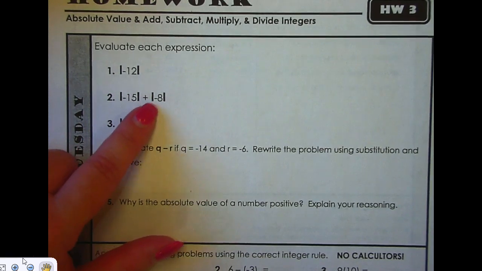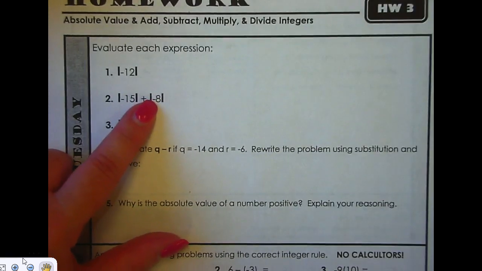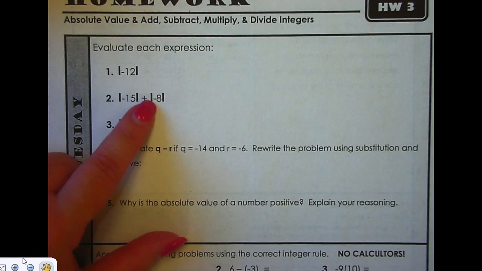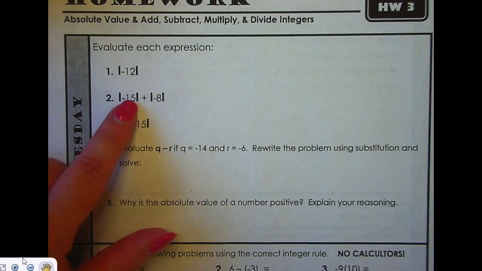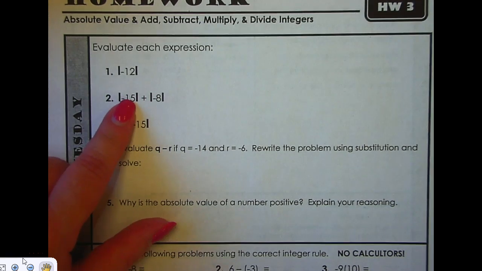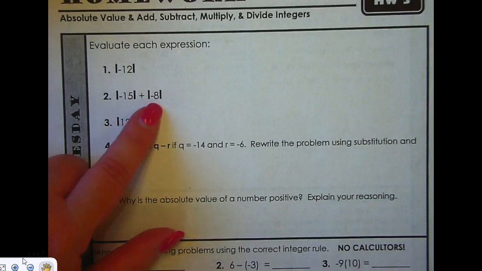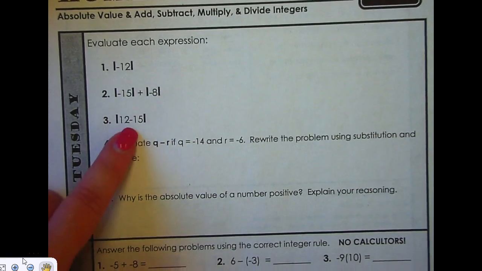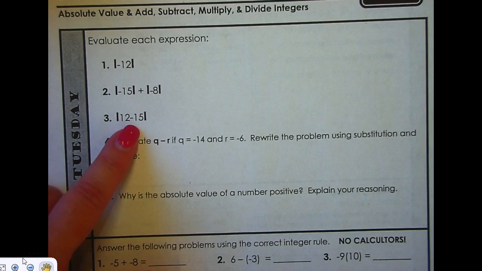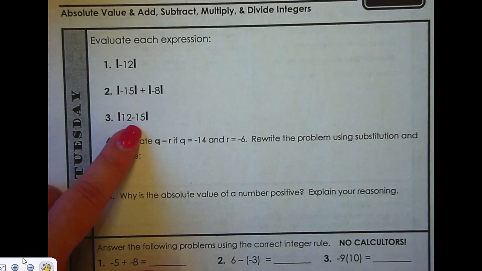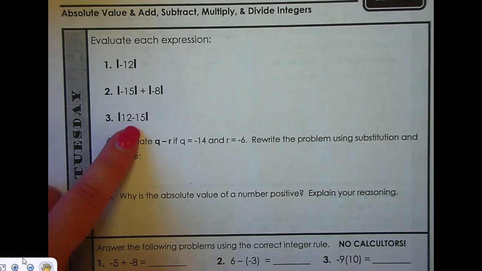15 plus 8. Lots of people last week on your homework, if that was a subtraction problem, you changed it to addition. All you're doing is changing this to the absolute value of negative 15 and this to the absolute value of negative 8. So that problem becomes 15 plus 8. How do I handle this problem? Lots of people change that to 12 plus 15.